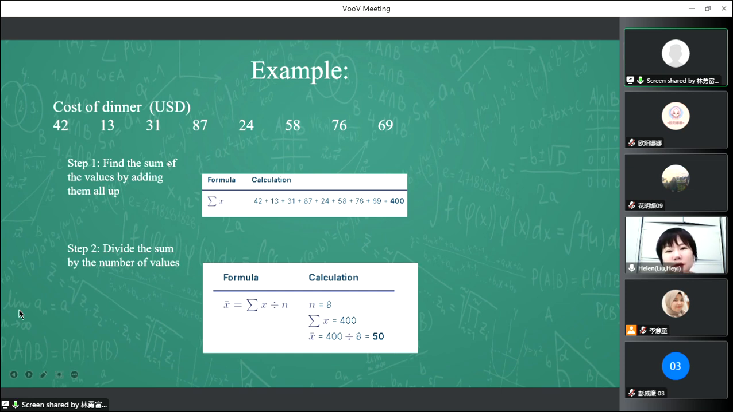Step 1, find the sum of the values by adding them all up. So we add up the whole data set, and we found the answer: sum of X is 400. Then go to step 2, divide the sum by the number of values. 400 divided by 8 equals 50. So the mean tells us that in our sample, participants spend an average of $50 on their restaurant bill. So that's the example of the mean.